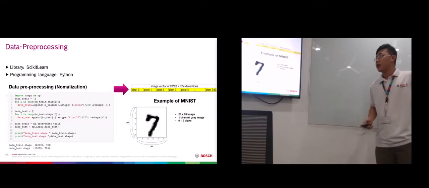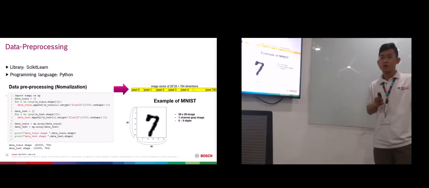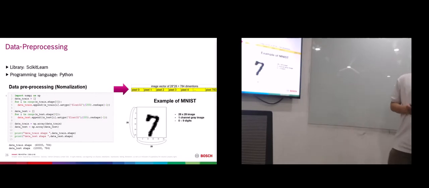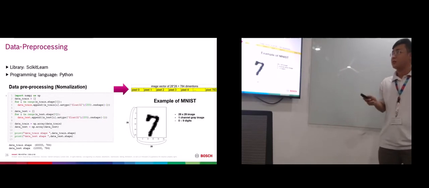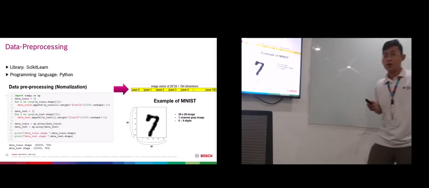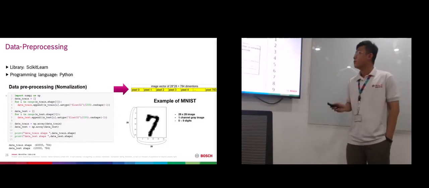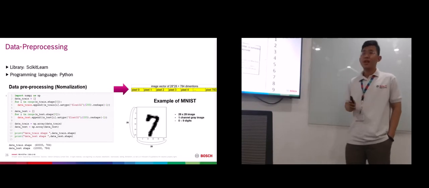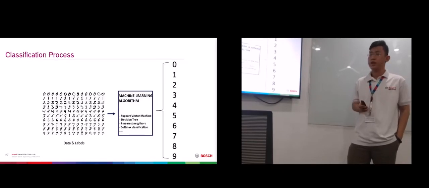After we change the image into a 1D array, the next step is normalization. Each pixel in the image has a value from 0 to 255, so to normalize it, we just divide all the values by 255, and we get image data from 0 to 1. This is the normalized data. For the classification process, I will show you some machine learning algorithms: support vector machine, decision tree, k-nearest neighbor, and the last is softmax classification.